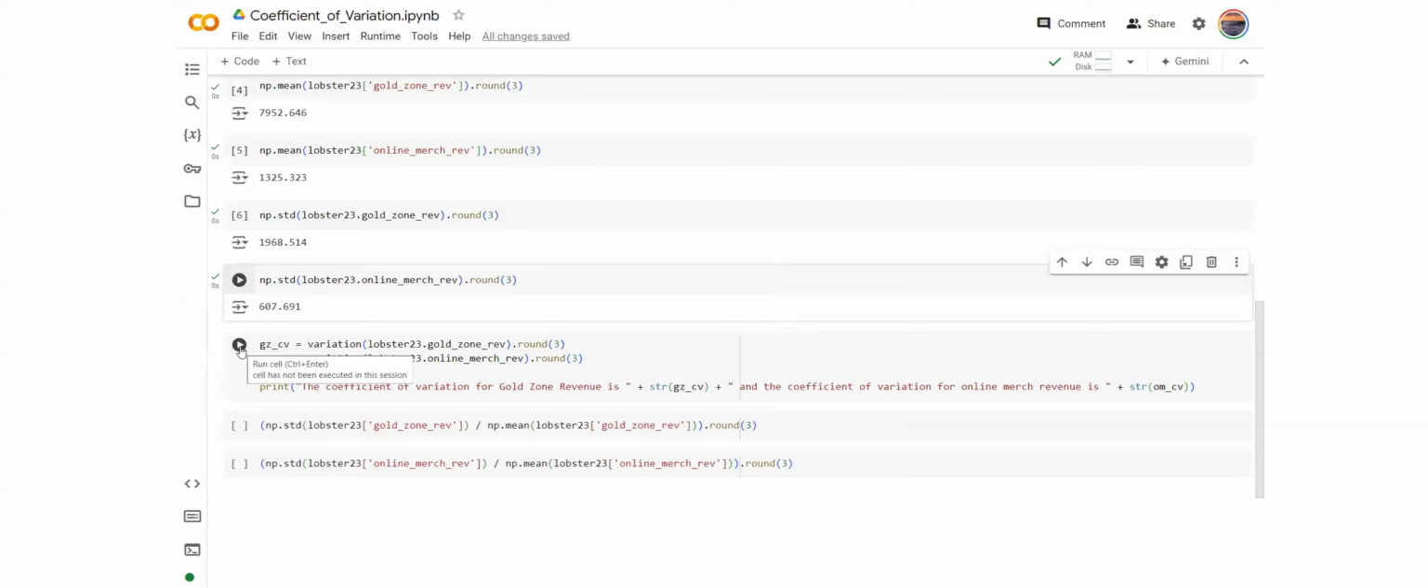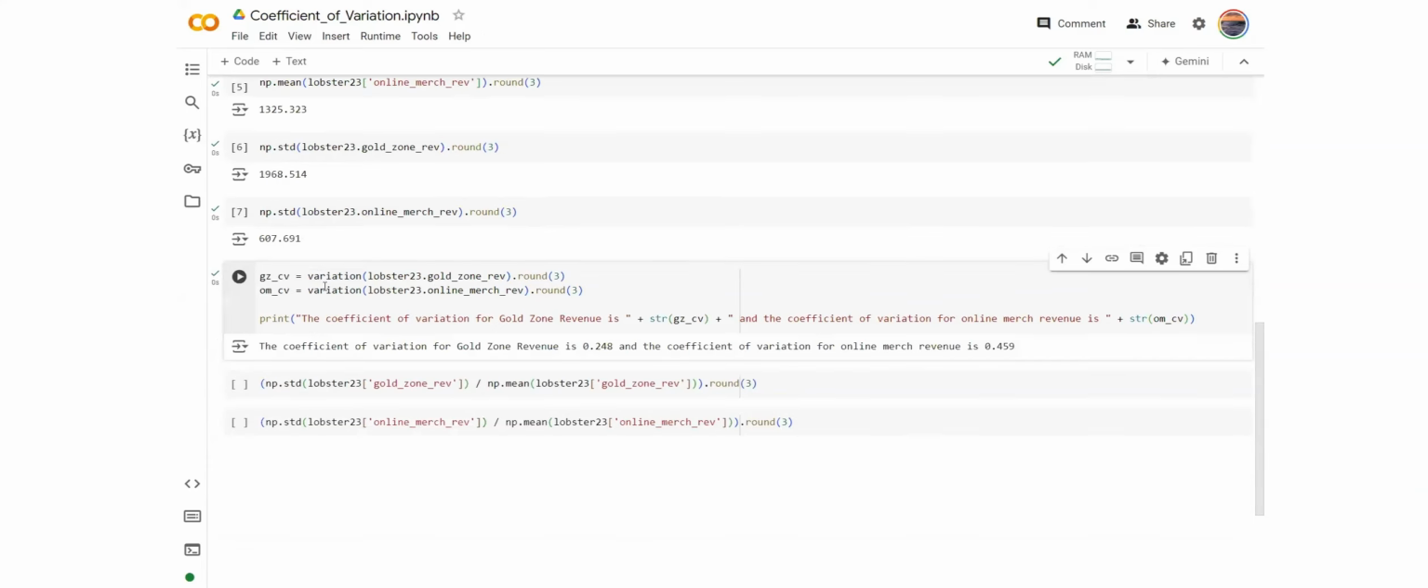We'll start off by using the variation function from SciPy Stats, which was imported up at the top. And right there, we see that the CV for Gold Zone revenue is 0.248, and the CV for online merch revenue is 0.459. So from that, we can say that the relative dispersion of online merch revenue is actually greater than that of the Gold Zone revenue.